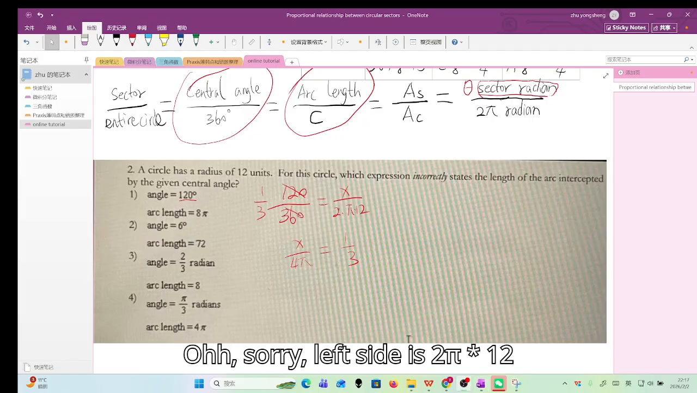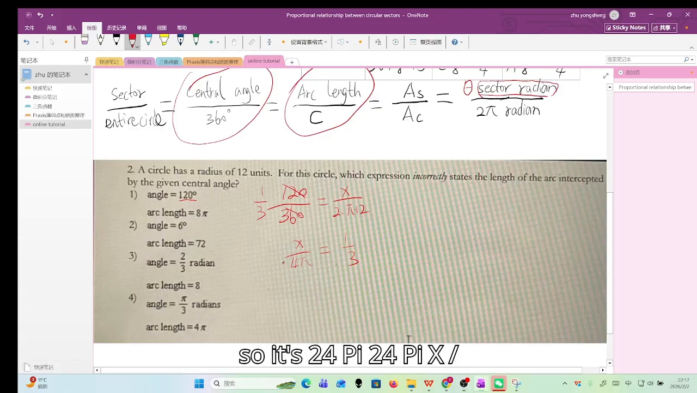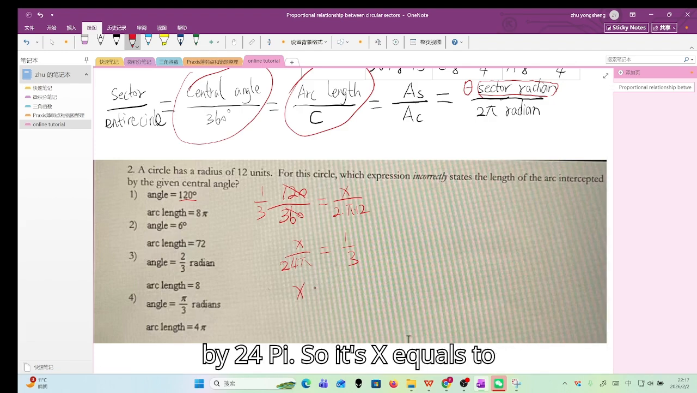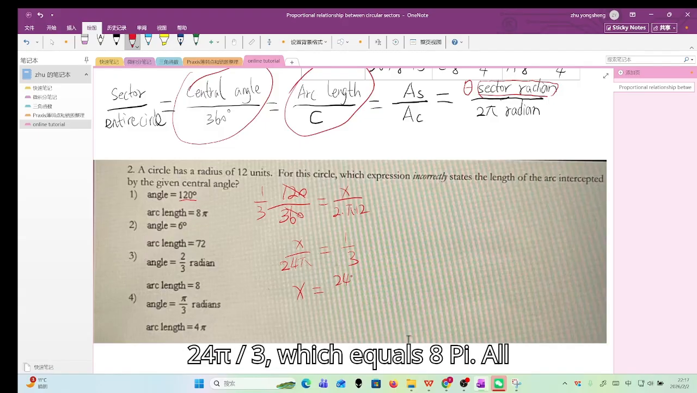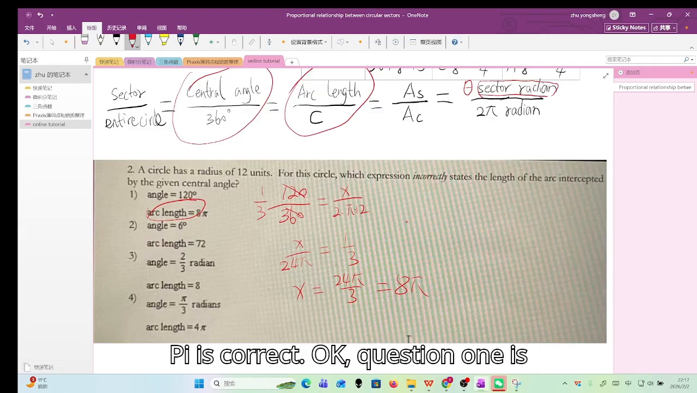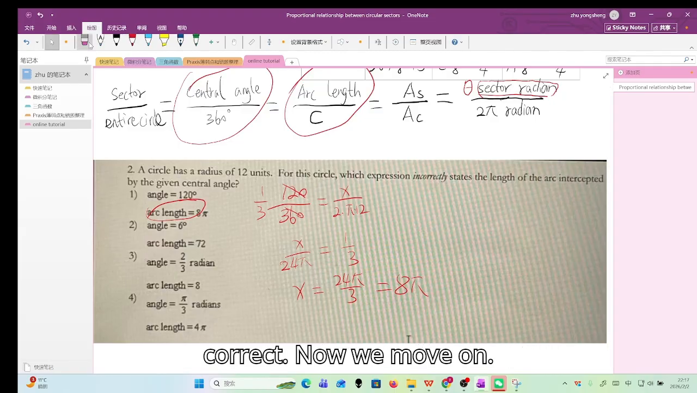Oh, sorry, the right side is 2 pi times 12. This is 24 pi. So x over 24 pi equals 1/3. Both sides times 24 pi, so x equals 24 pi over 3, which equals 8 pi. All right, so the arc length should be 8 pi. It's correct. Okay, option 1 is correct. Now we move on.